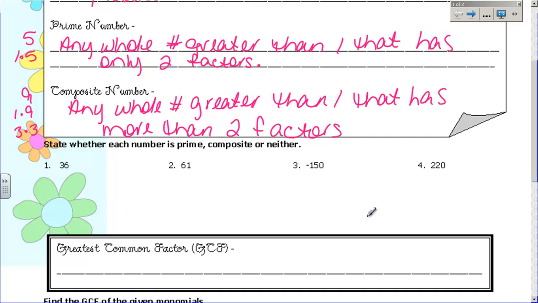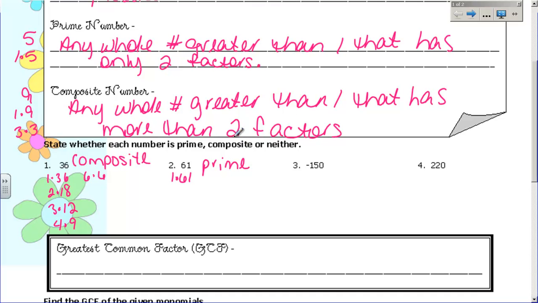So our first 4 examples, all we have to do is determine if the number is prime, composite, or neither. And every number out there is either a prime number, a composite number, or it's neither one. So the number 36, well, the factors of 36 would be 1 times 36. We could do 2 times 18. We could do 3 times 12. We can do 4 times 9. And, of course, we can do 6 times 6. Well, that definitely has more than 2 factors. So 36 is a composite number. Now 61. The only 2 numbers I can think of that multiply to equal 61 are 1 and 61, which makes this a prime number.